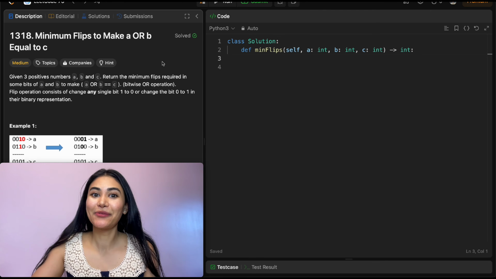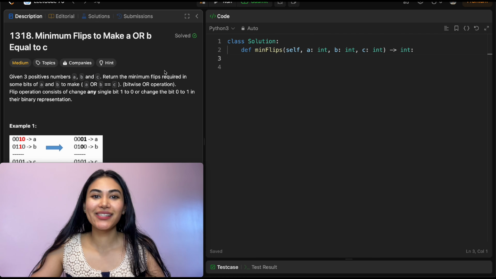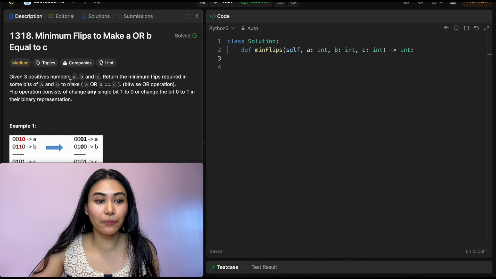Hello and welcome. Today we're doing a question from LeetCode 75. It's called minimum flips to make A or B equal to C. So what is this question? Given three positive numbers A, B, and C, return the minimum flips required in some bits of A and B to make A or B equal to C.